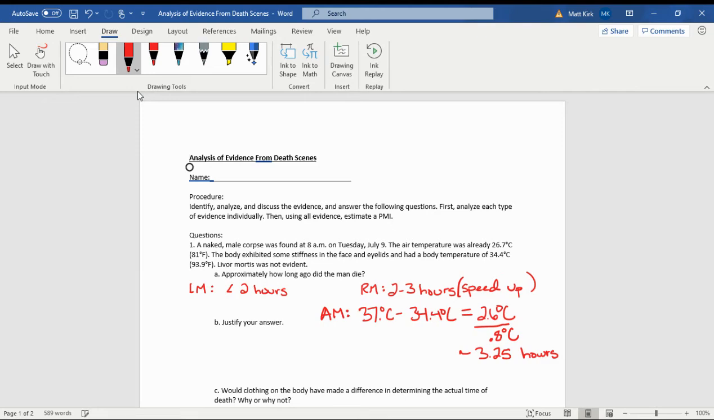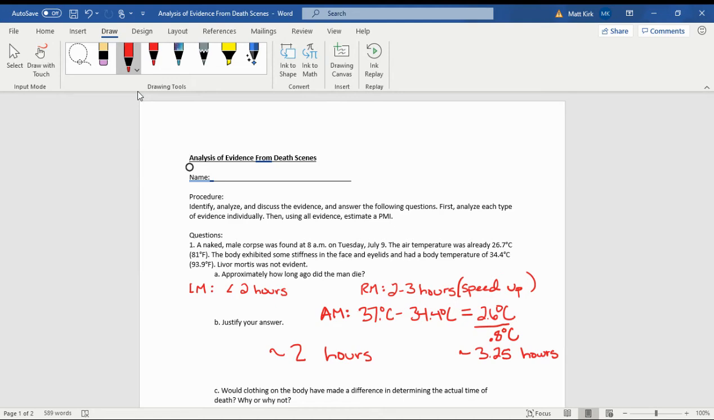We're probably looking at, again, that PMI of about 2 hours here. Again, looking at all of this information, and with the livor mortis not evident, not quite to 2 hours. Rigor mortis being sped up because it's a naked body, there are no clothes. So again, we're getting that rigor mortis of about 2 hours.